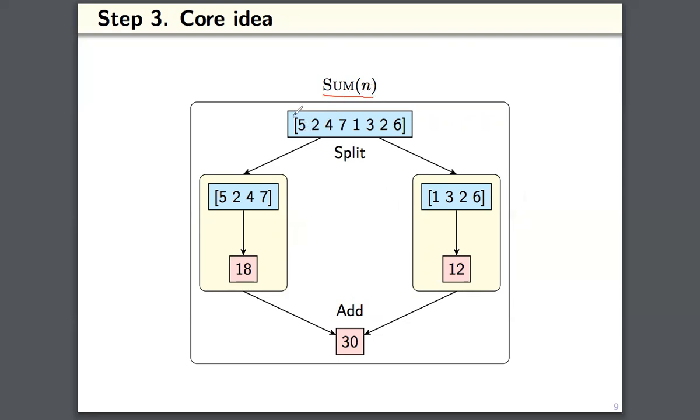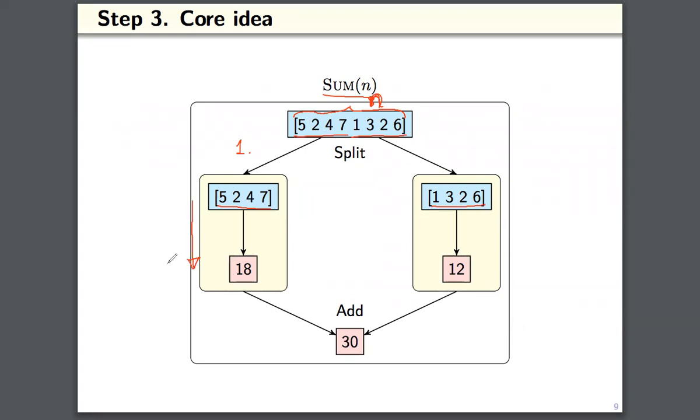So here is one example. Assume that this is an arbitrary sized array, right? Here we have considered an 8 sized array, but assume this is an n sized array. So what are we doing here? Step 1, split the array into 2 equal parts: 5 2 4 7 is here, 1 3 2 6 is here.